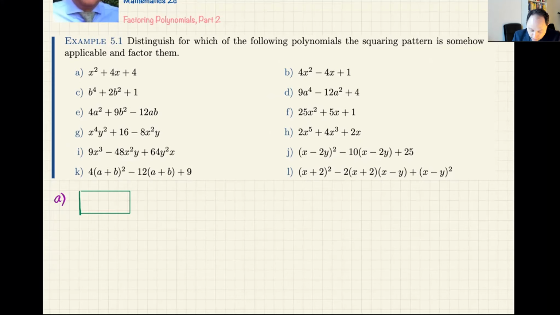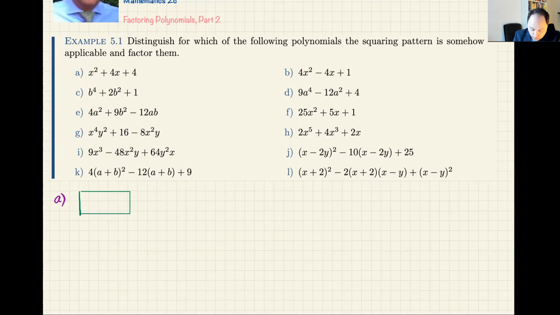So what do I have? I have 3 terms, the first point. Then I have 2 completed squares. As soon as I see 3 terms with 2 completed squares, I get suspicious that this might be the squaring pattern. But then I need to do a very simple calculation in scratch paper or in my head.